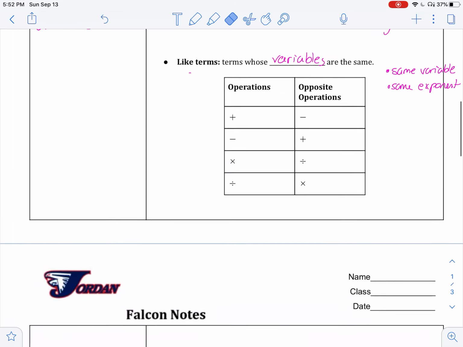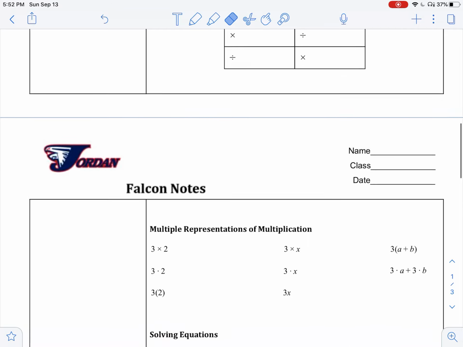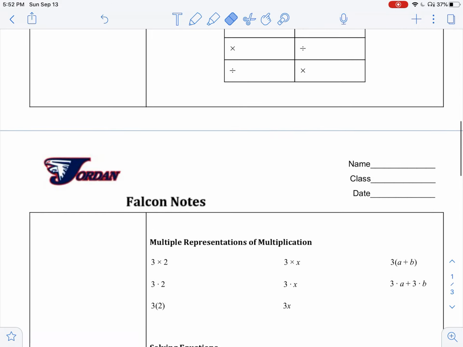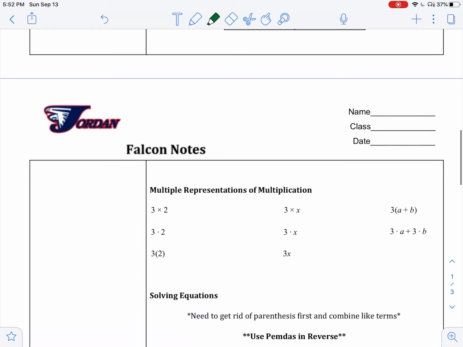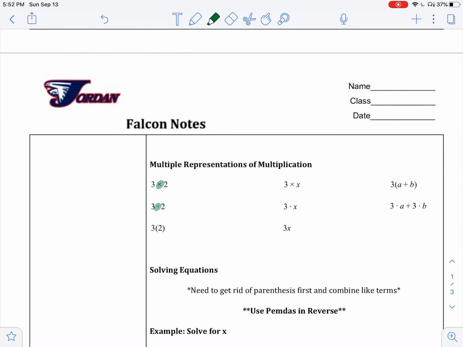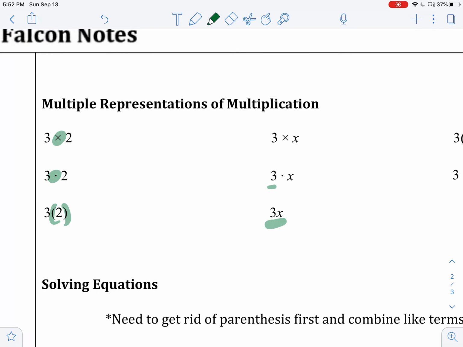So what I want to look at next, just before we start, is multiple representations of multiplication, because this is where I notice that students get tripped up quite a bit. We all are very familiar with the multiplication symbol, that is the X and the little dot. Those both mean times. But we also have parentheses, and this can also mean multiplication. And we also have nothing. So if you see a number right next to a letter with nothing in between those two things, that means multiplication. So 3x really just means 3 times x.